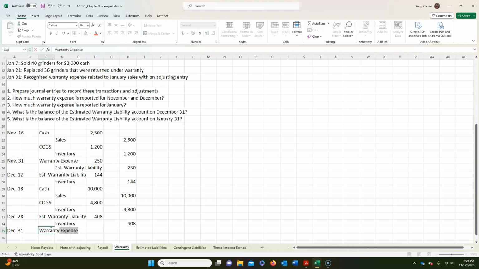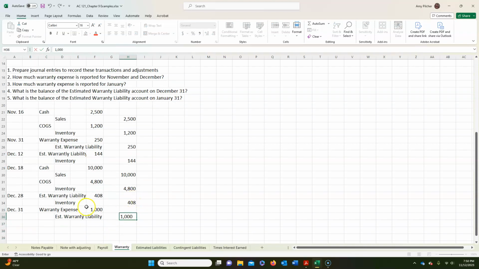Now on December 31st, we're going to record that adjusting entry for our warranty expense and add that to estimated warranty liability. Okay, 10% of sales, December sales. So we had sales of $10,000. 10% of $10,000 is $1,000. So we have a debit for $1,000 to warranty expense and a credit to estimated warranty liability of $1,000.